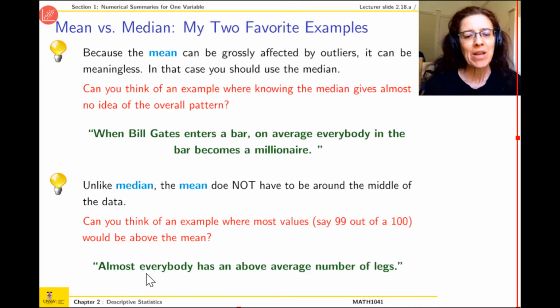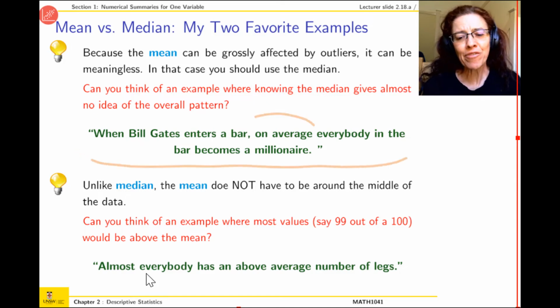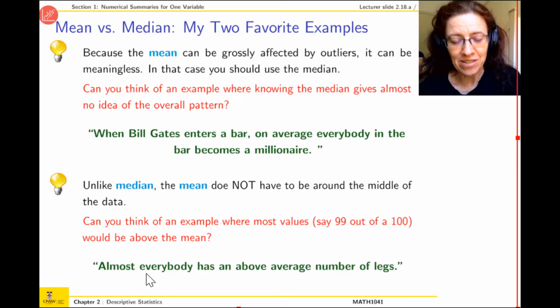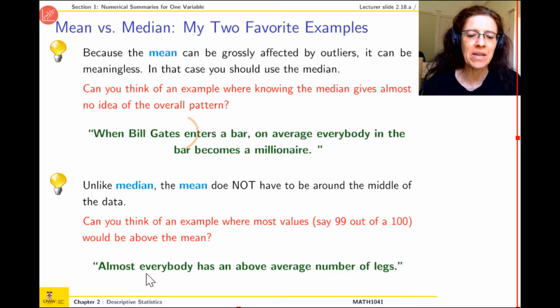Well, when Bill Gates enters a bar, on average, that's the mean, everybody in the bar becomes a millionaire. But it tells you absolutely nothing about the wealth of the people who were already there. This outlier, which is going to be Bill Gates' revenue, is going to basically erase all the rest. So that's the only information that's left, and that's an example of a really large outlier, which makes the mean meaningless.